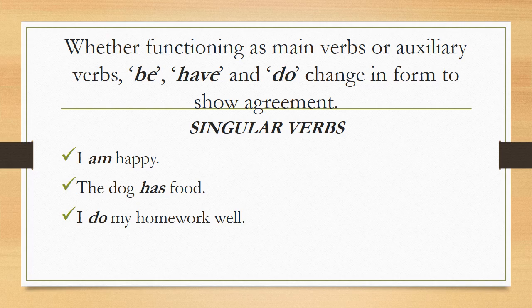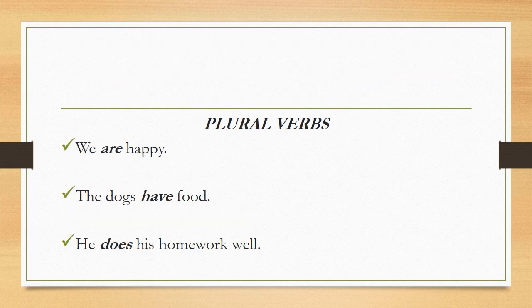The singular verbs. I am happy. The dog has food. I do my homework well. So we are looking at singular verbs here. So we have am, has, and do.